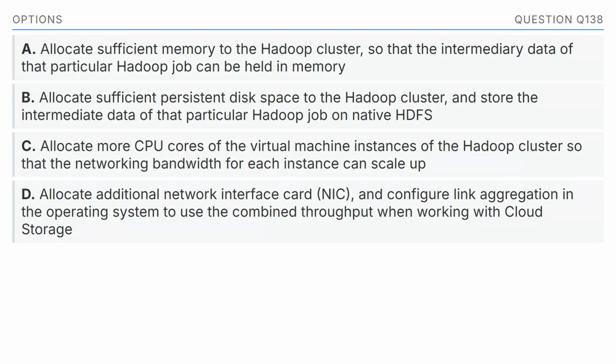The options are: Option A, allocate sufficient memory to the Hadoop cluster so that the intermediary data of that particular Hadoop job can be held in memory. Option B, allocate sufficient persistent disk space to the Hadoop cluster and store the intermediate data of that particular Hadoop job on native HDFS. Option C, allocate more CPU cores of the virtual machine instances of the Hadoop cluster so that the networking bandwidth for each instance can scale up. Option D, allocate additional network interface card (NIC) and configure link aggregation in the operating system to use the combined throughput when working with cloud storage.